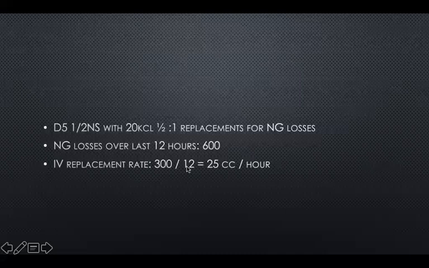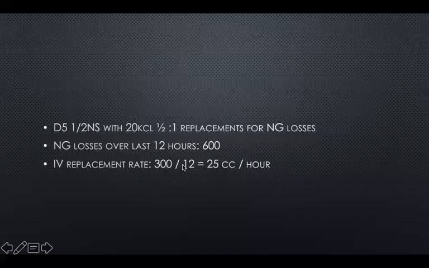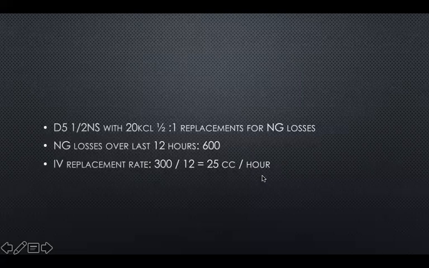Since we're replacing at 1/2, here's how the IV replacement rate would look. Again, for every 1 cc lost, and there was 600 cc's lost, we're replacing it with 1/2 the amount. So 600 cc's was lost, so we want to replace it with 300 cc's, half the amount. We want to replace it with 300 cc's over this shift, which is 12 hours, and that gets us 25 cc's an hour for the IV replacement rate over our shift.